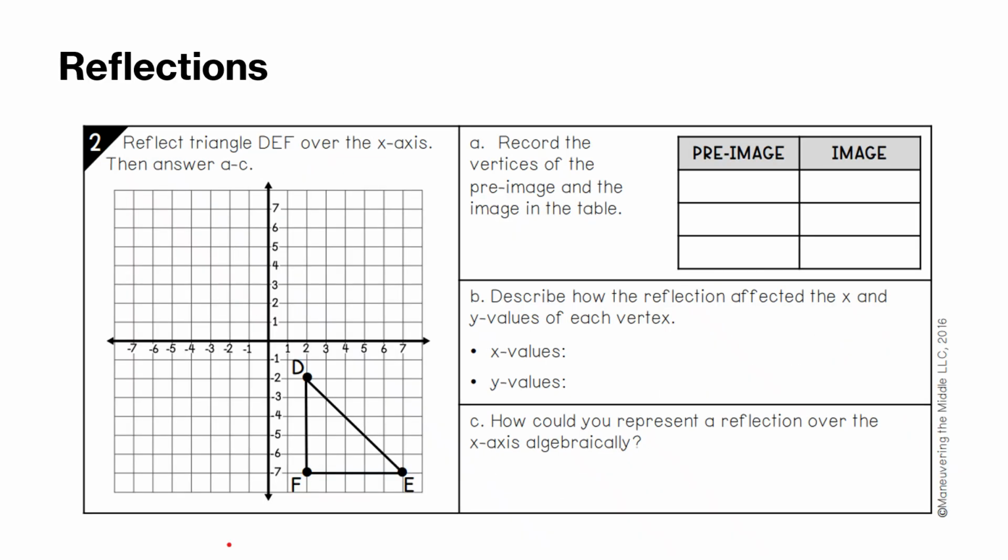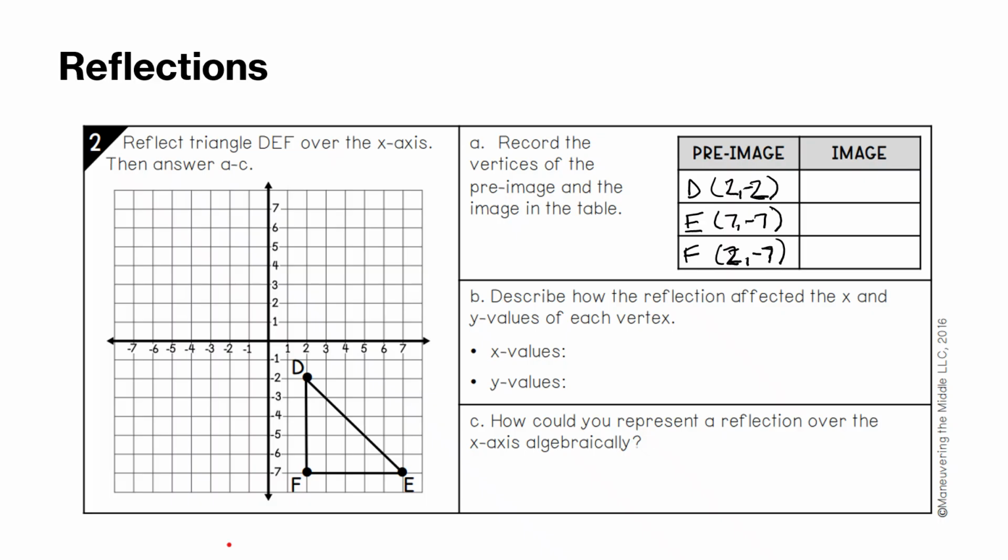This says reflect triangle DEF over the x-axis and then answer the questions. So let's record the coordinates of our pre-image first. So D is at 2, -2. E is at 7, -7. And F is at 2, -7. It doesn't look like a 2 there, but 2, -7. All right, so now we're flipping it over the x-axis.